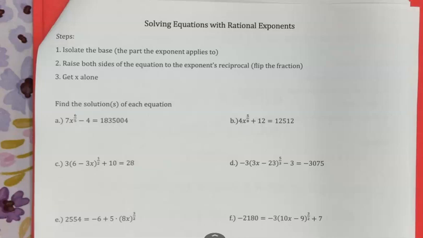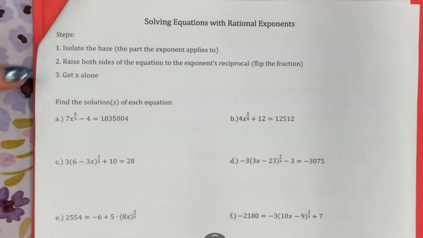All right, today we are going to look at solving equations with rational exponents, and we are going to be doing these without a calculator. So what that might look like is sometimes we're going to leave an exponent in our equation instead of solving it all the way out, because if you don't have a calculator, some of these numbers are really big and I don't expect you to be able to do that in your head.